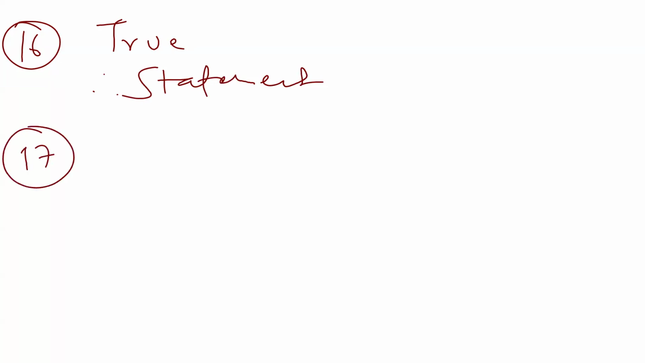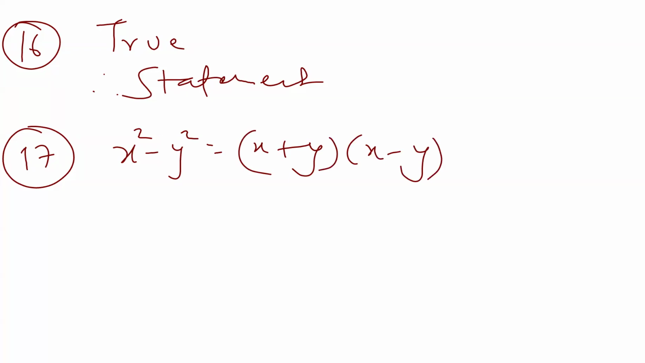17. X square minus y square is equal to x plus y, x minus y. It's a direct formula. Therefore, it's a statement.